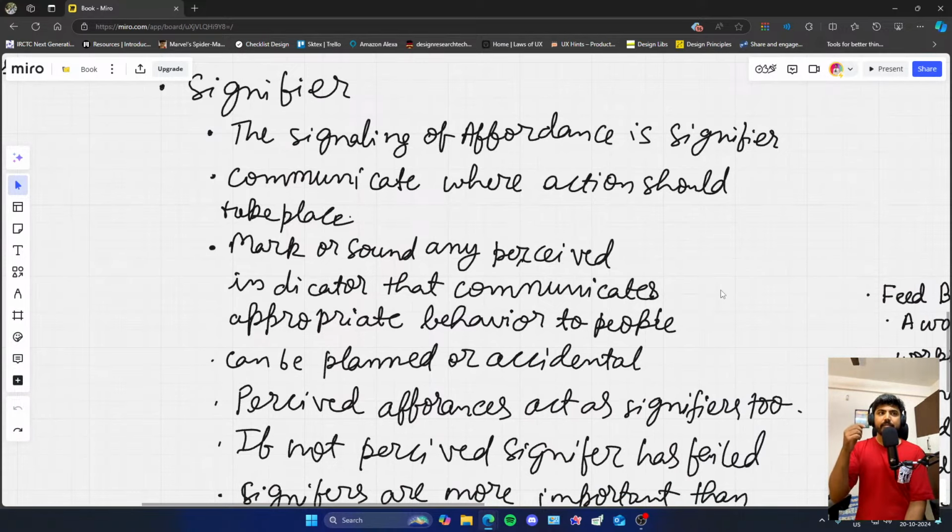So the signifiers can be planned or accidental. You could put a signifier accidentally, and that can cause problems, but it's still a signifier even if you haven't planned it.